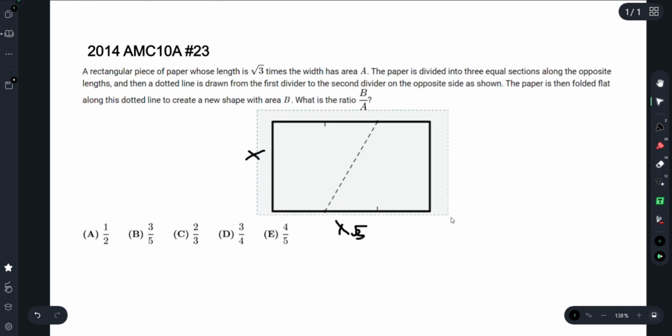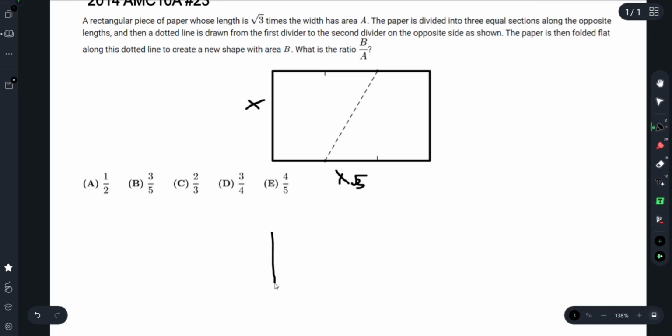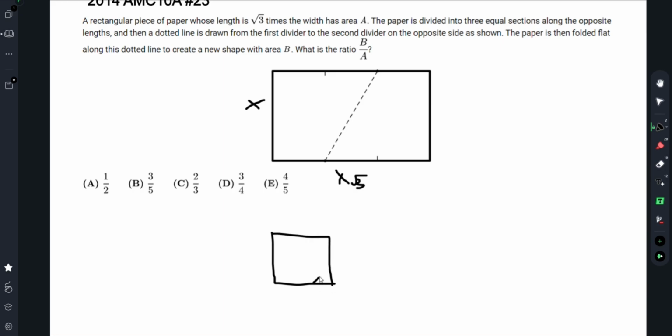So what we have right now is this graph, and we can replicate this graph. For example, when you fold a piece of paper across this line, this figure here is reflected into this area.